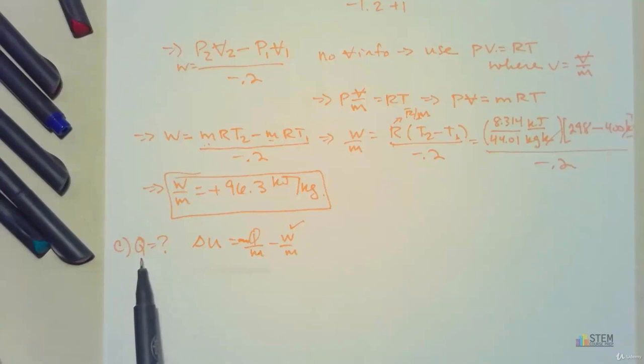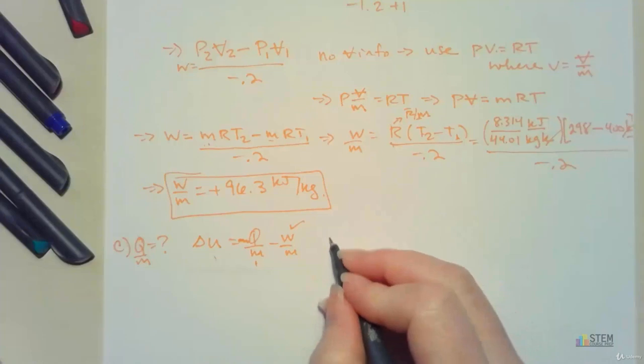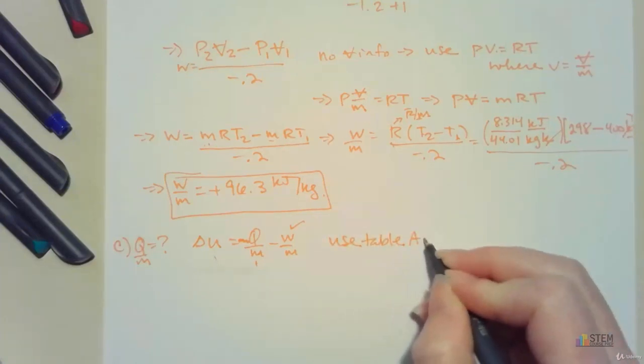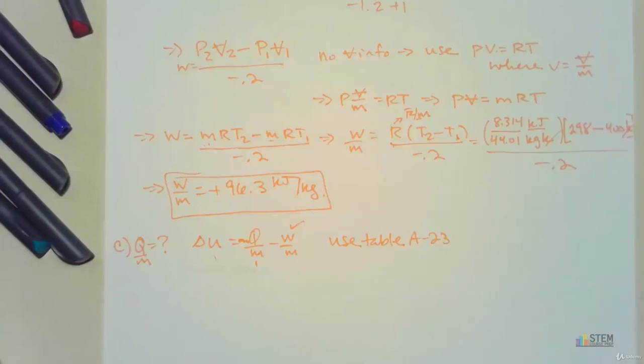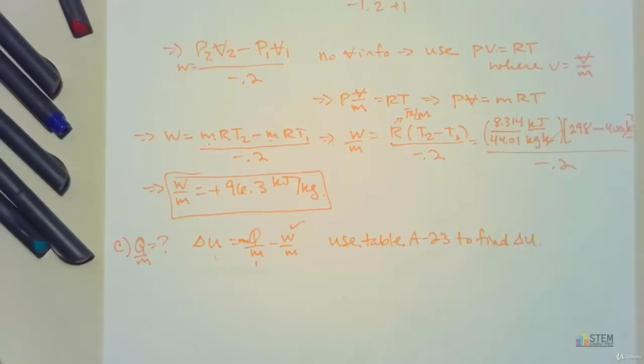And really, let's revisit this. I wrote this down without thinking about it. We want kilojoules per kilogram, so really we want Q over M. Notice that's what we've got here. Isn't that convenient? Now, we're going to use a table to find this, and this is going to be table A23 in the Moran book. Okay, so we're going to use that table.